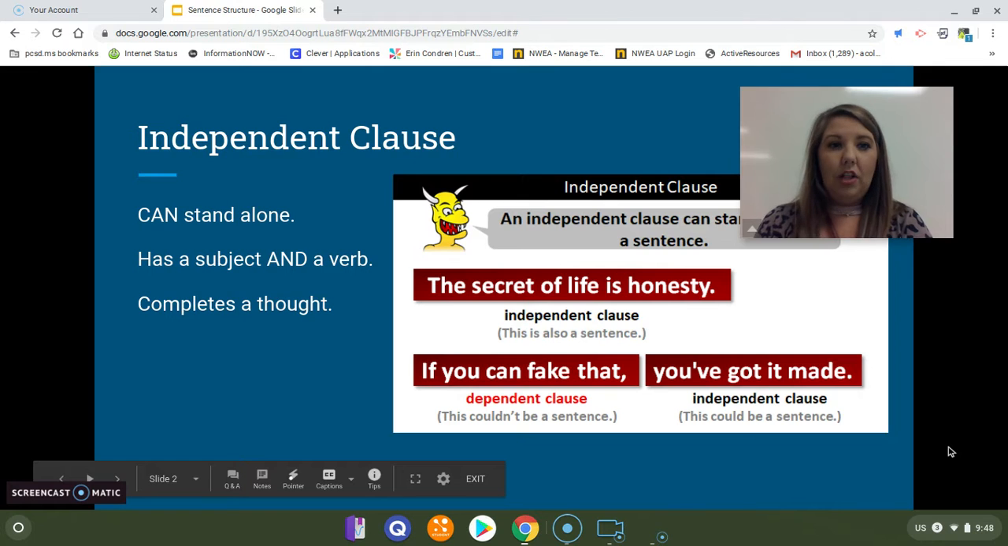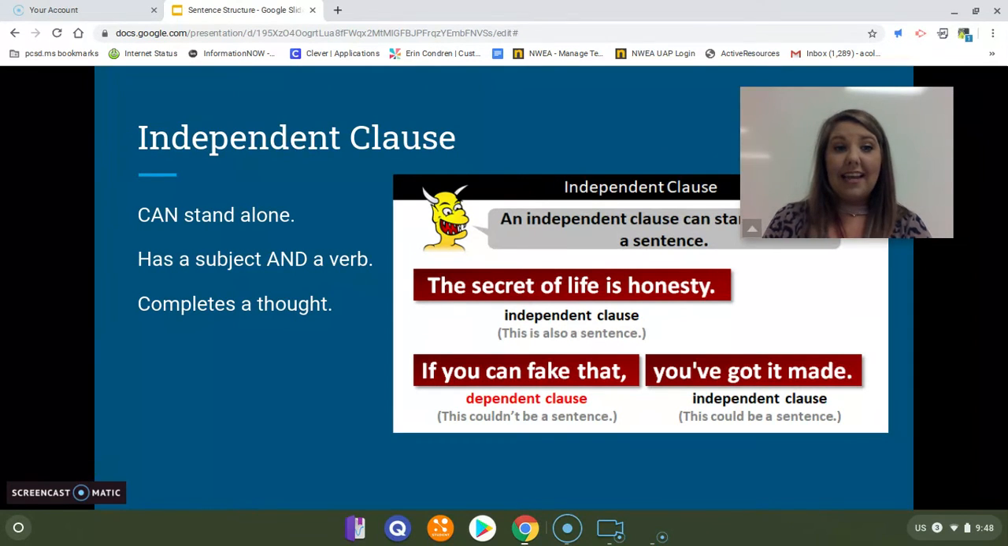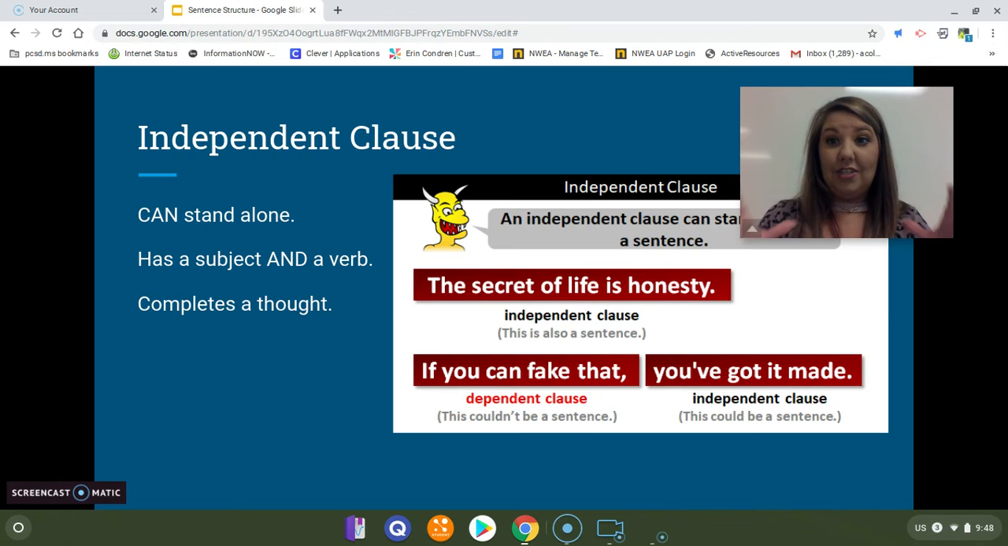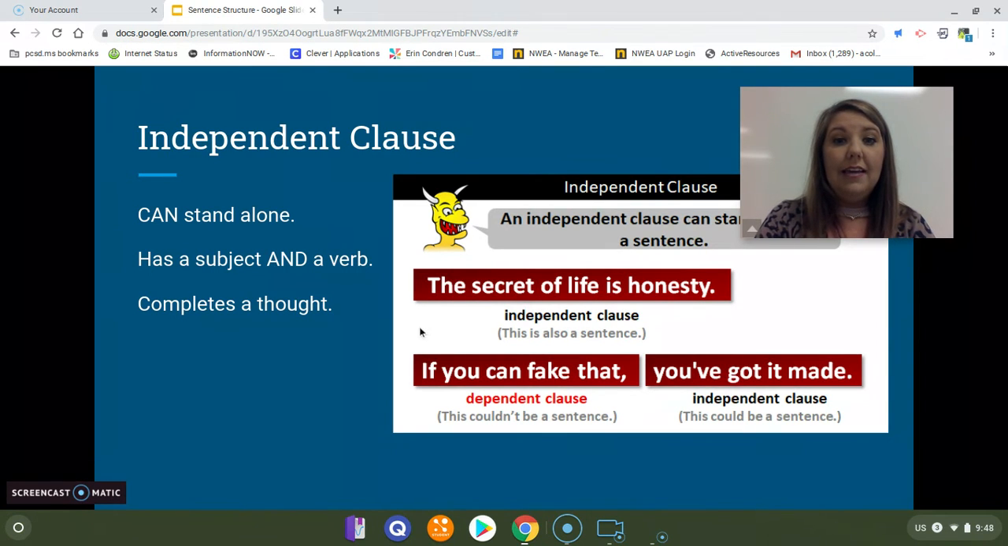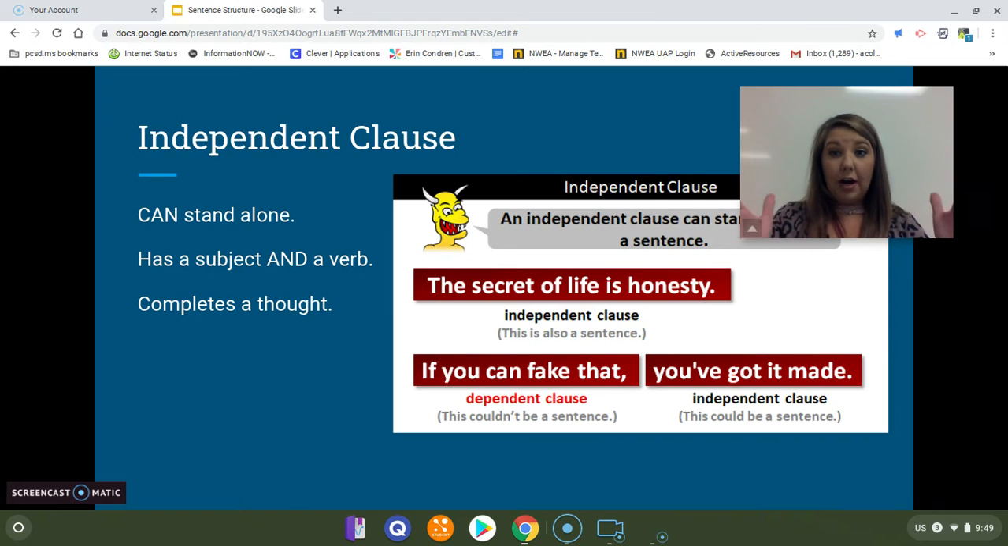An independent clause can stand alone. It has a subject and a verb, and it completes a thought. So an independent clause is just like a complete sentence. It's just a simple sentence. For example, if you'll look right here where my cursor is, the secret of life is honesty. Okay? Secret is your subject, is your linking verb. So you have a subject and a verb, and you have a complete thought. The secret of life is honesty.